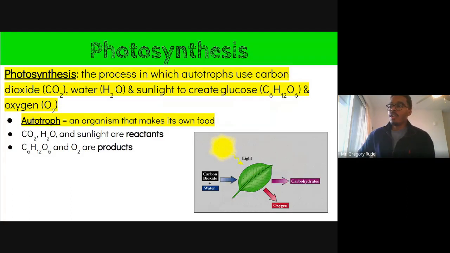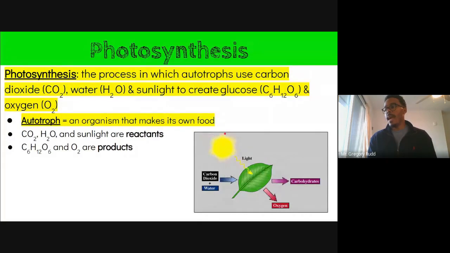So we're going to see a chemical equation in a few slides, but it is important to note that CO2, H2O, and sunlight are reactants. So they are the substances that are needed to start the reaction. On the other hand, C6H12O6 and O2 are products. So they are what is actually being produced throughout this reaction.